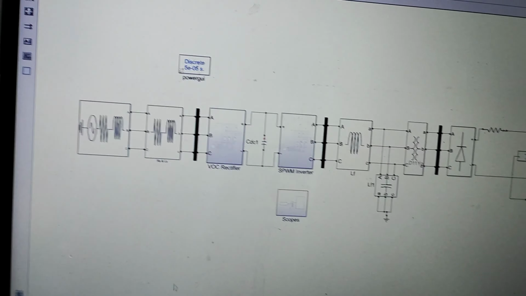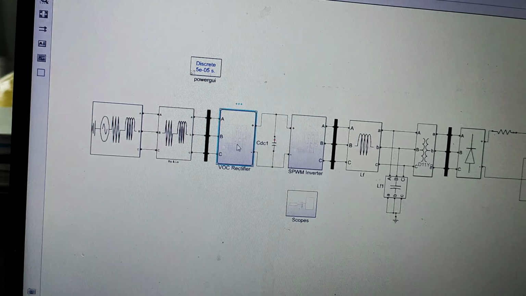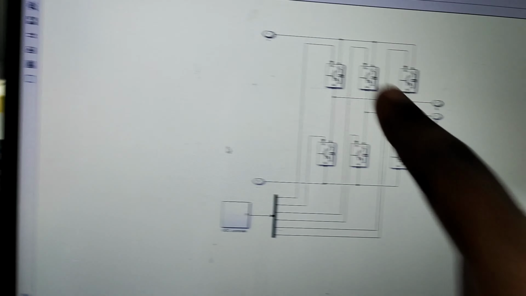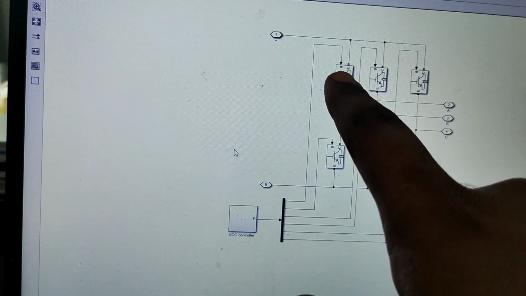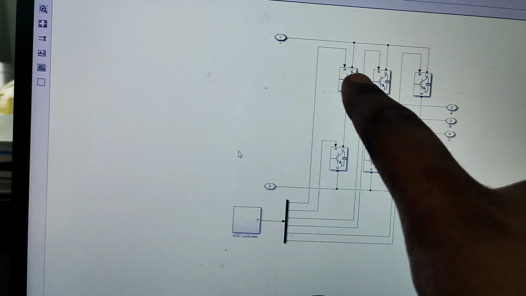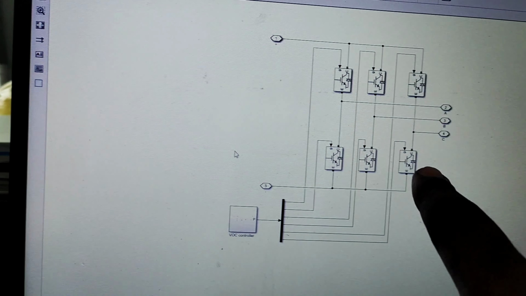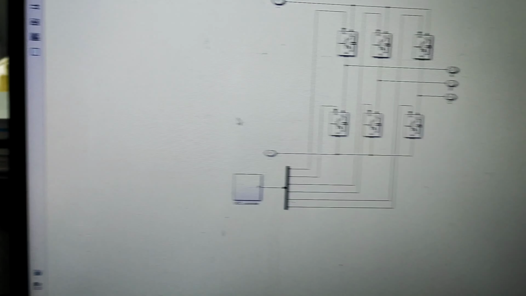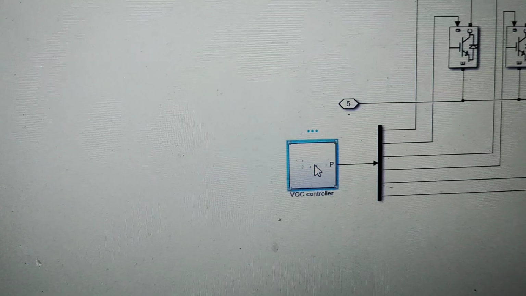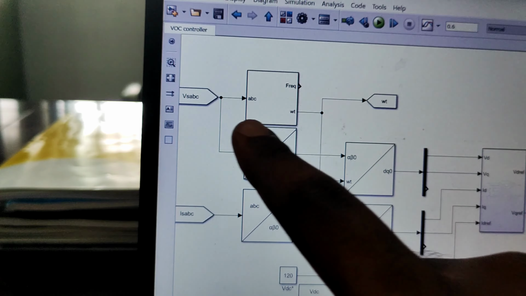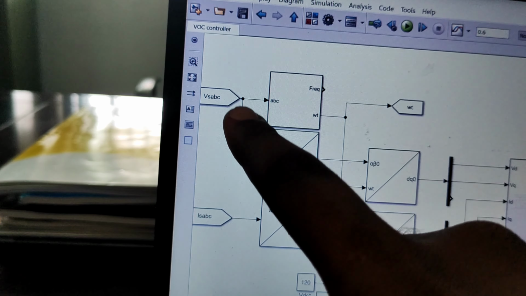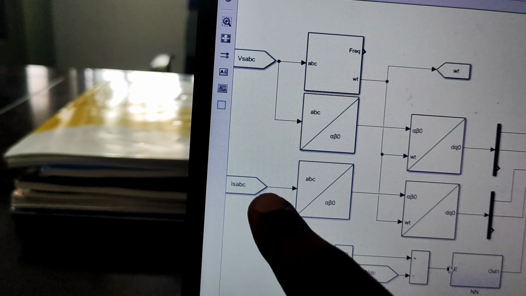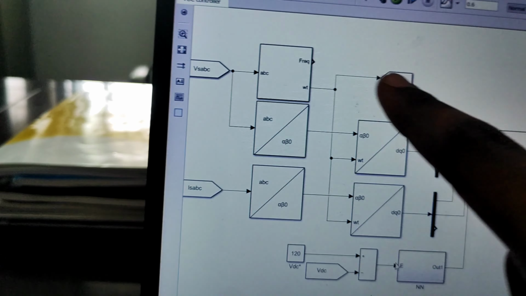So in rectification, this is my rectification circuit. I am using SCRs and diodes in combination in the rectifier using power electronics. This is the VOC controller. Here VABC is the input. This is the input current, and this is the input voltage.